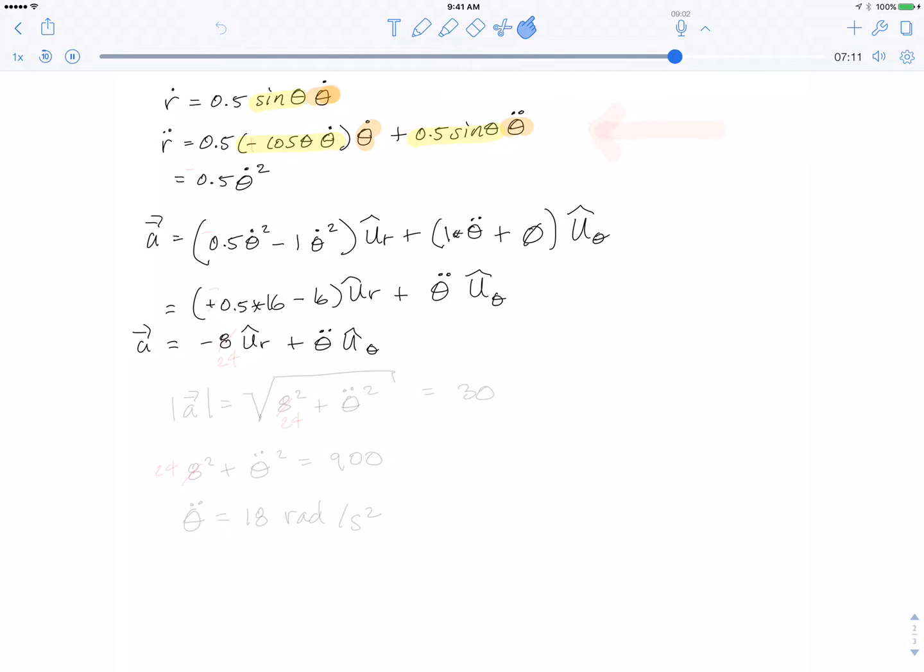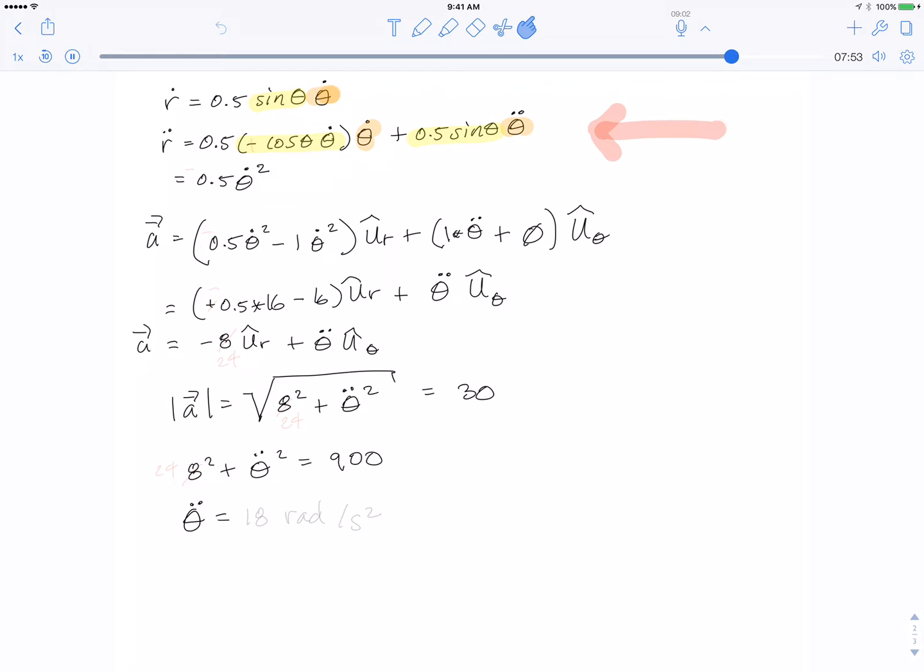Okay, we are also given way up at the top that the total acceleration at this point in time is 30 feet per second squared. So we know that that equals the square root of 8 squared plus theta double dot squared is going to equal 30. So 8 squared plus theta double dot squared equals 900. And solving for theta double dot, we get the wrong answer.